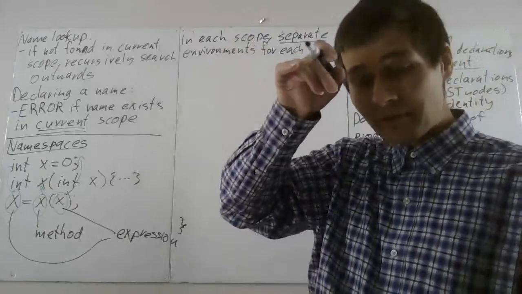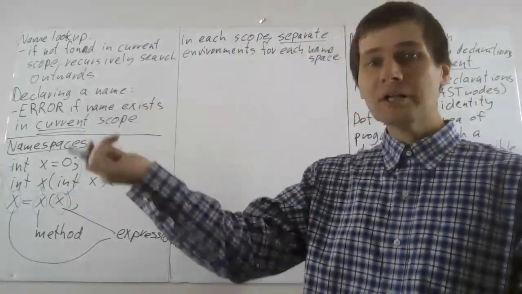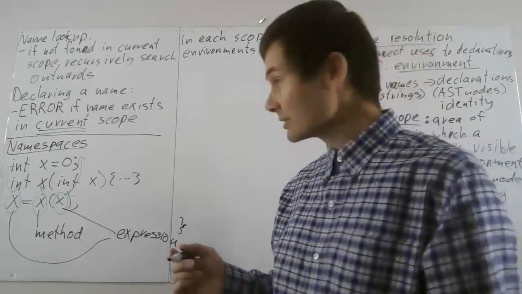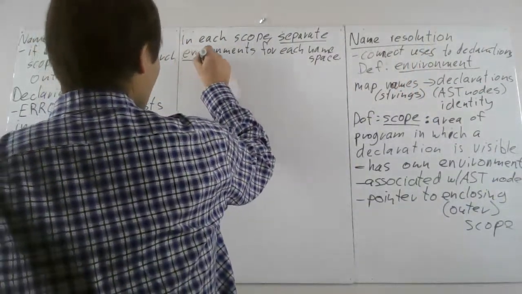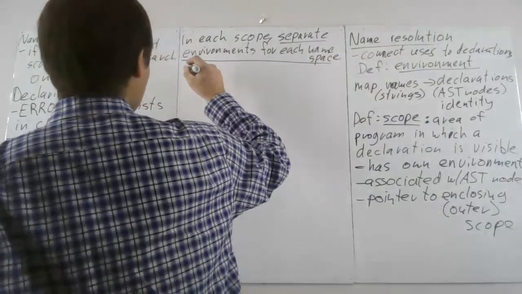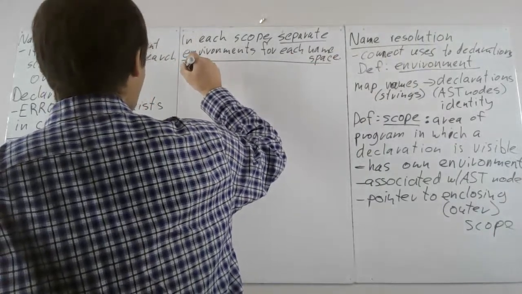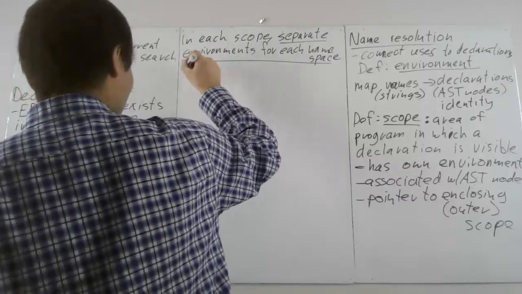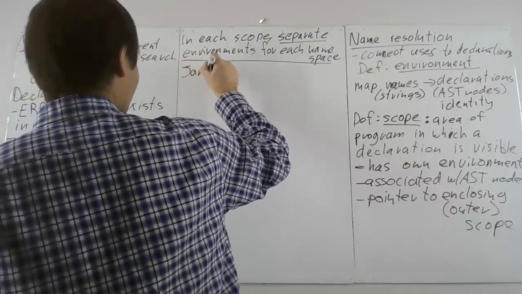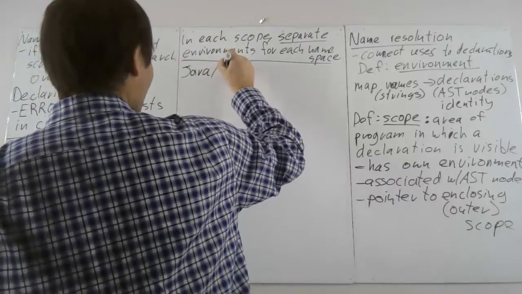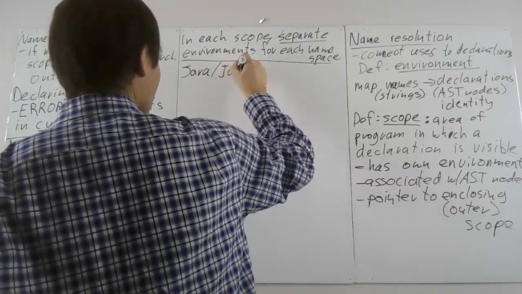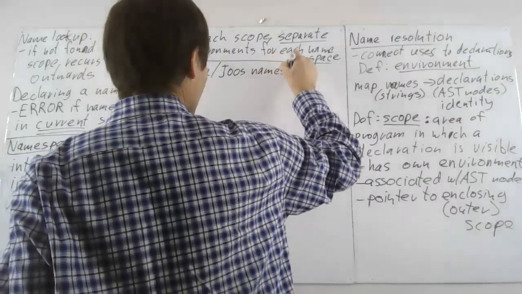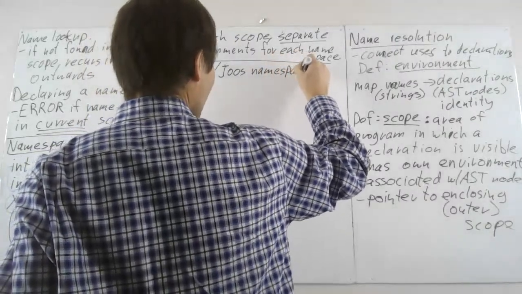How many namespaces do we need? It depends on the language, and Java is especially, I'm trying to think of a good word here, especially messy, I guess. Java has more namespaces than many other languages. And so Juice sort of follows that.